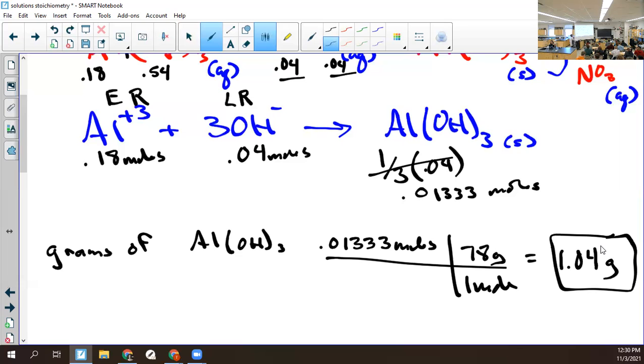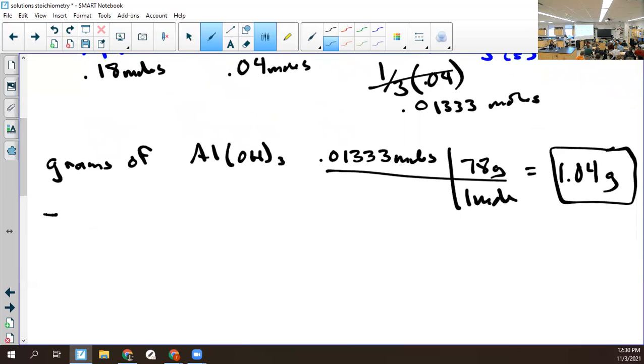Okay. So the next thing we would do, we need to know the concentration of all the rest of the stuff. One of them is equal to 0. Tell your partner which one is equal to 0. In word form, tell them why. That has nothing to do with math.